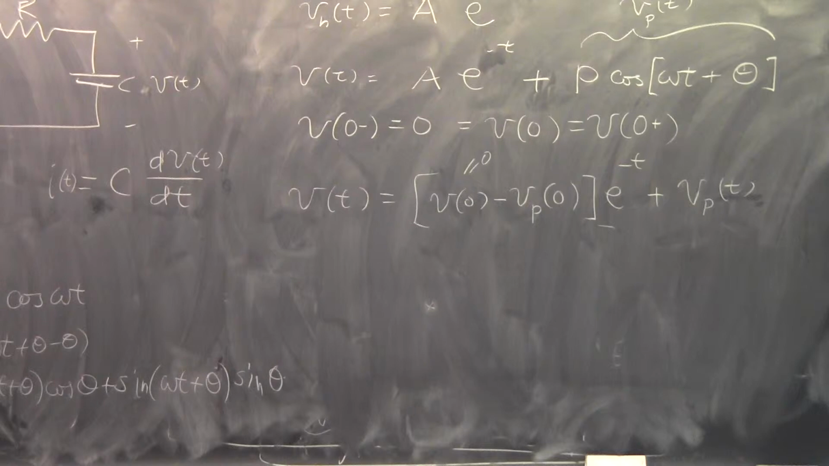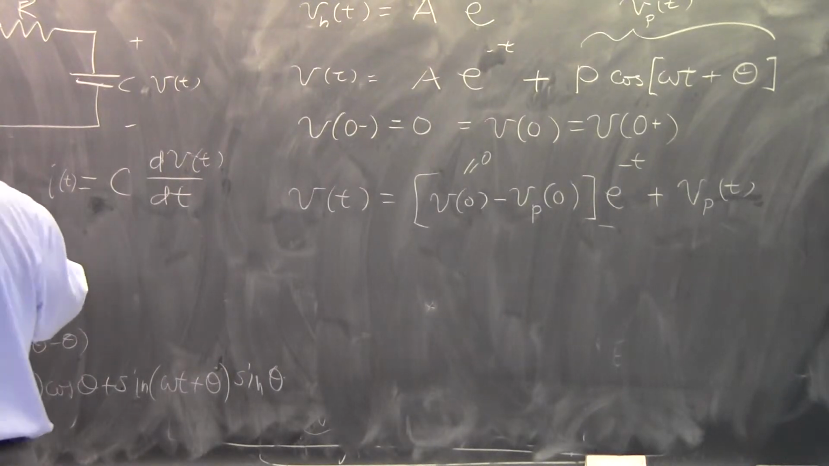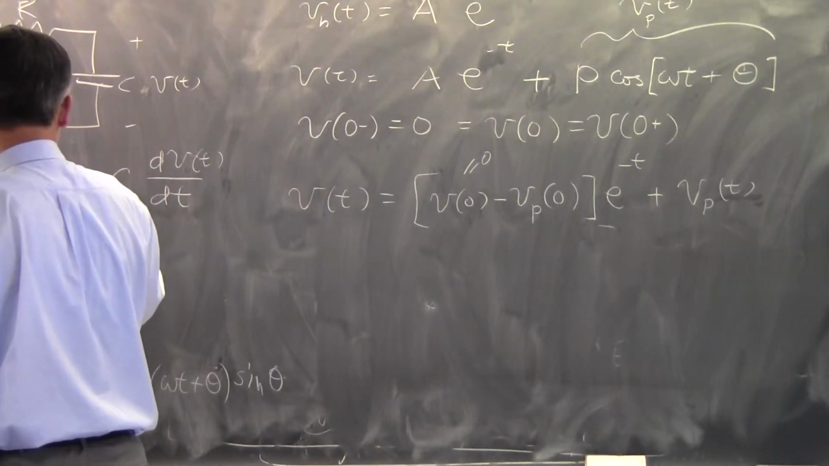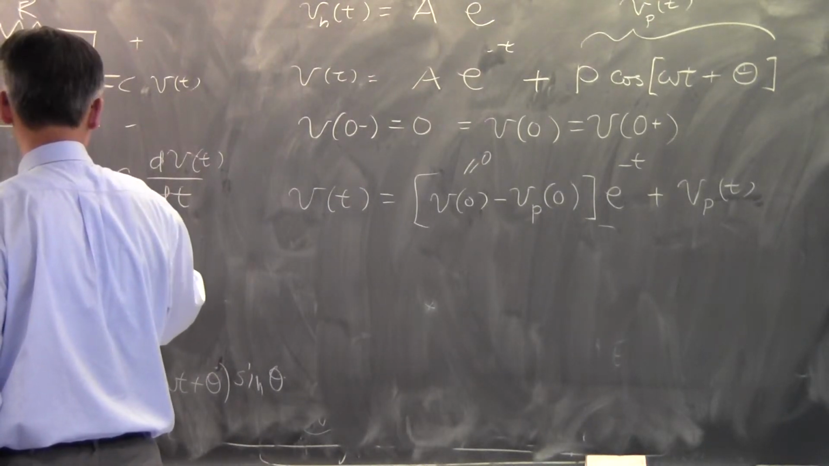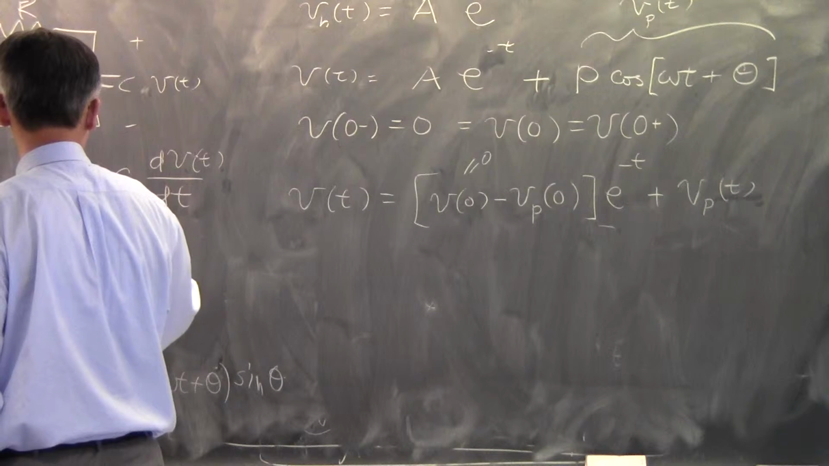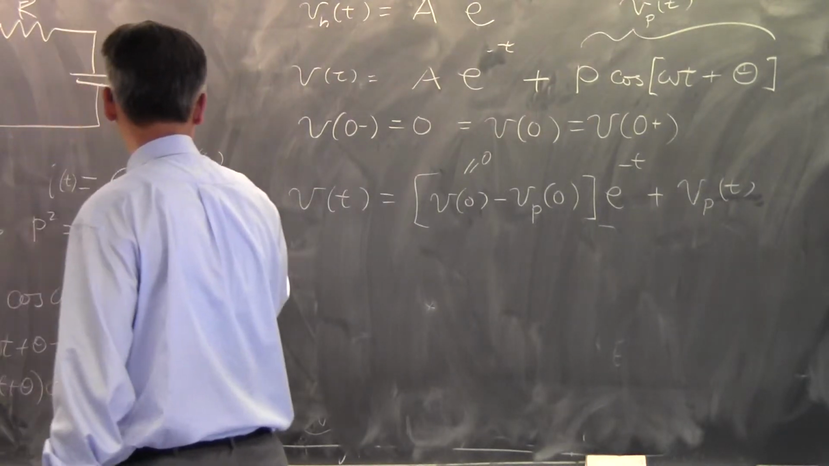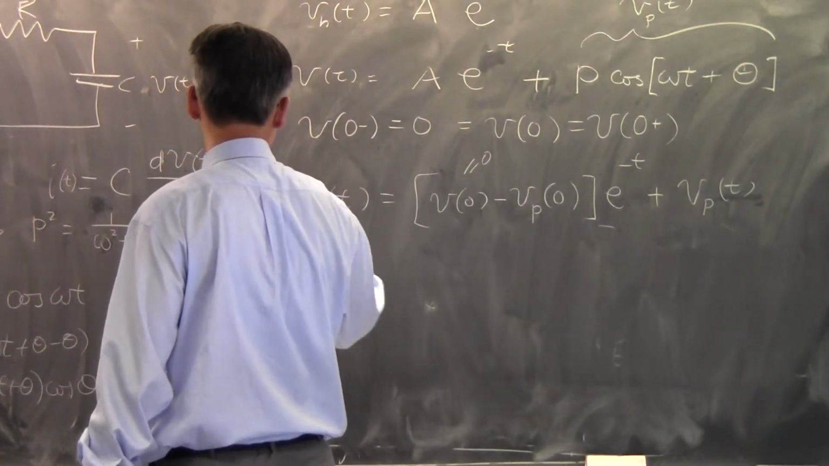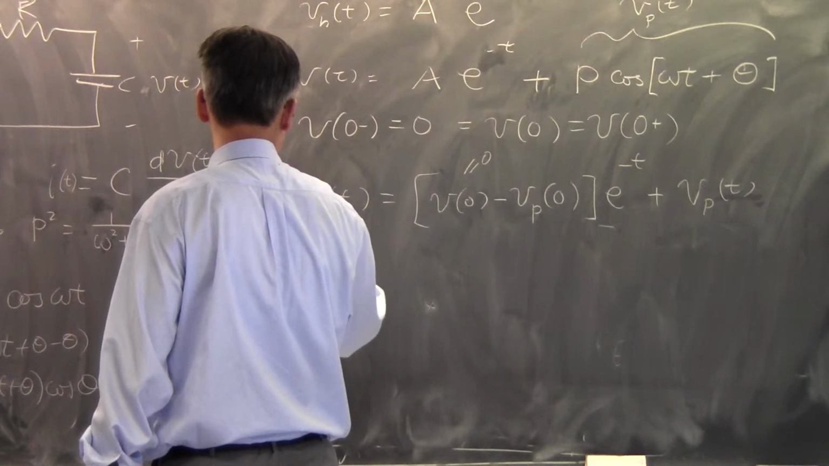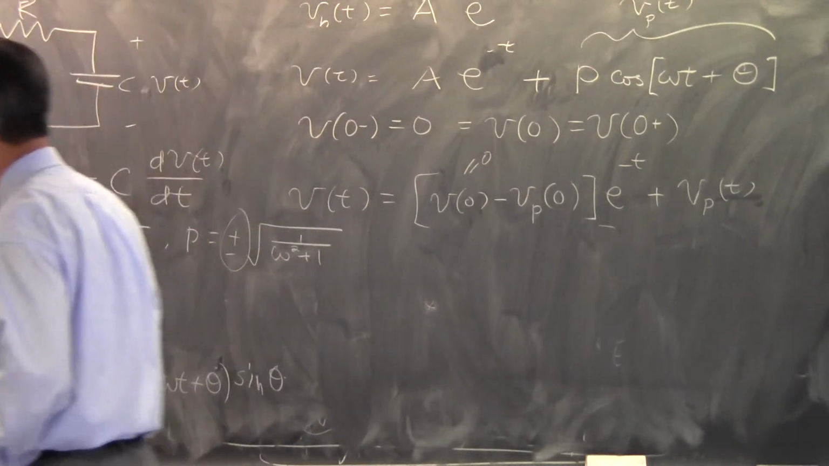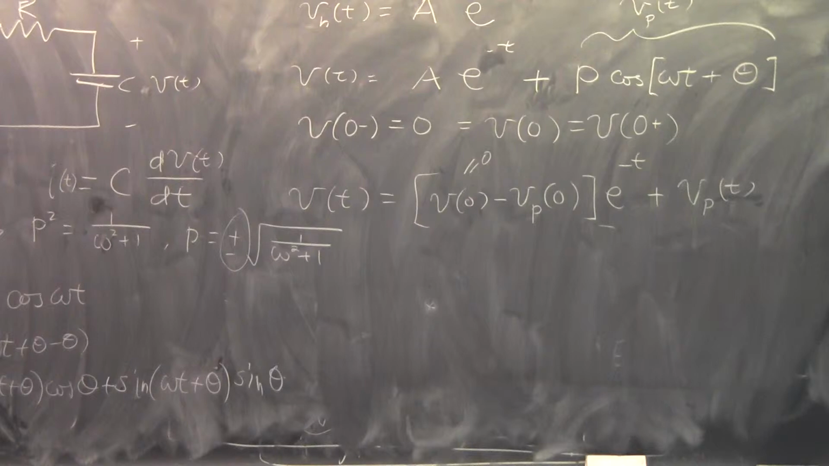Because what Aditya is saying is that if I solve this equation, I get p squared is equal to 1 over omega squared plus 1. And then p is equal to plus or minus square root of 1 over omega squared plus 1. Which value should I pick? Should I pick the plus value, or should I pick the negative value? Plus, right? Is your guess. Why?